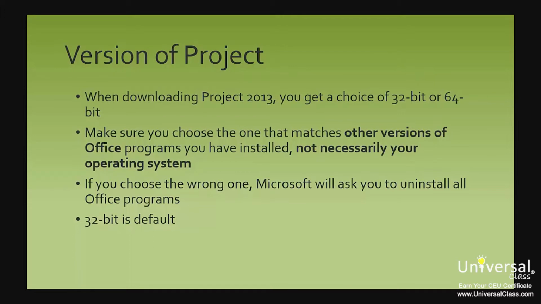If you have Office 365, 32-bit is the default. Unless you specified 64-bit during your setup and installation of Office, you have 32-bit. This means you'll need to choose 32-bit for your project.